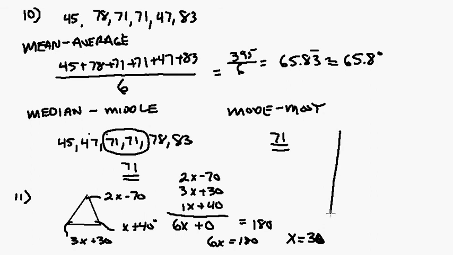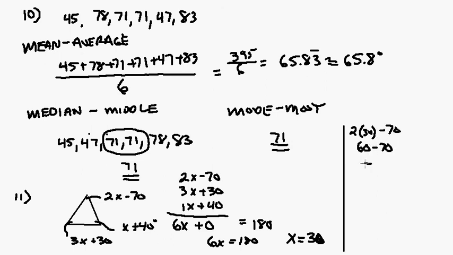Okay? Now, the problem is we need to go forth here and try and find what the values are for each of the angles. So, let's take each of the expressions and plug 30 in and see what we come up with. So the first one is 2 times 30 minus 70, which would be 60 minus 70, which would be negative 10. Well, we got a problem right there in that you can't have negative degrees. So right there, there's an issue.